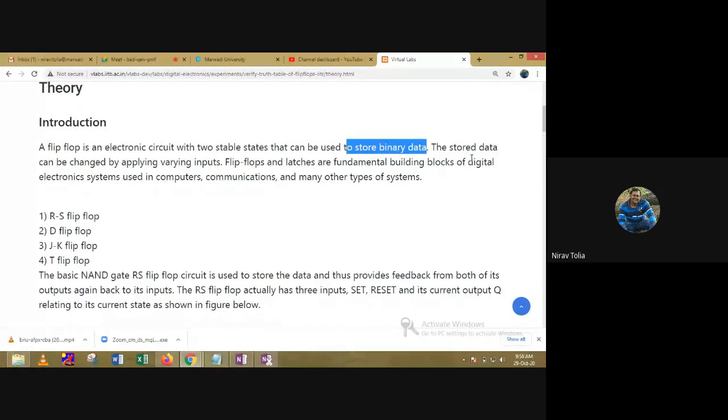The stored data can be changed by applying the variable inputs. Suppose my Qn is 0 and I give the set command, or suppose my Qn is 1 and I give the reset command. If I change the input, then my output comes to 0. So whether you want to store a 1 or a 0, you can set that by changing the applied input.